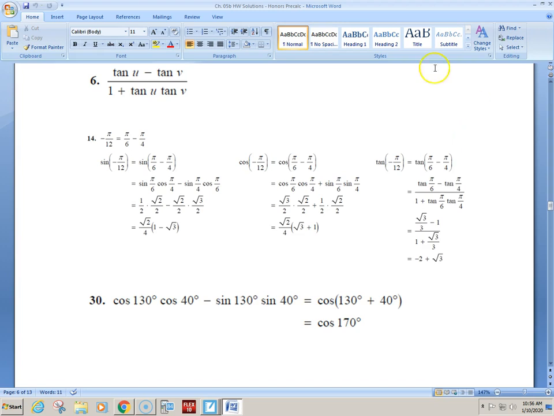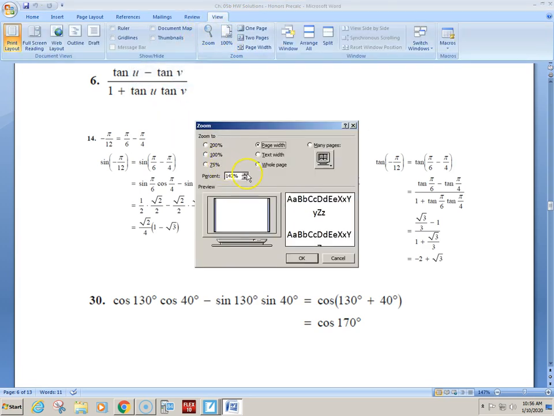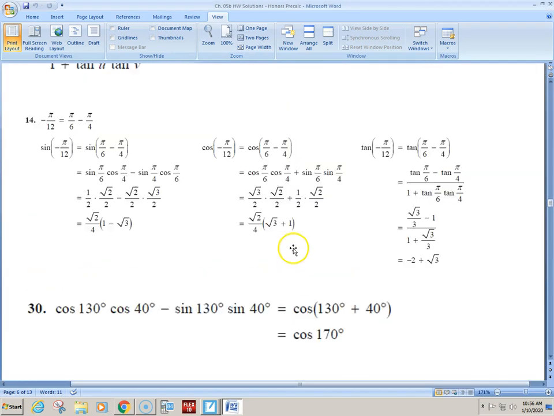You guys can be grading number 14, right? Let me try to zoom in a little bit because it's really small. Can you see it a little bit better? Why don't they multiply? Well, check it.